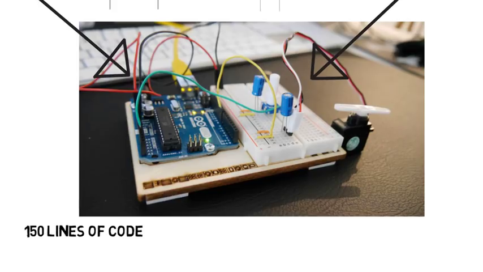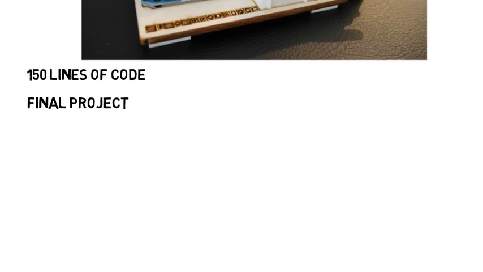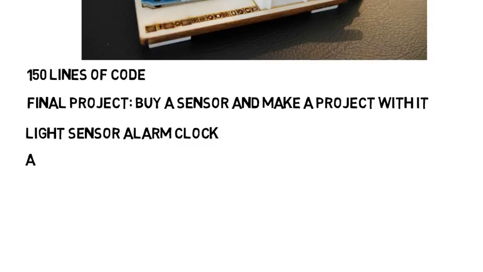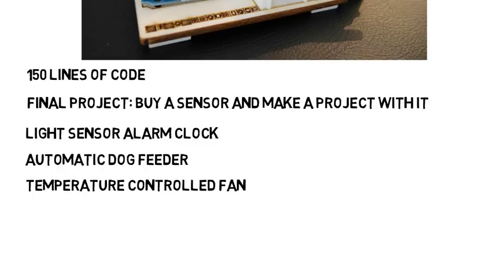Then our final project was to buy a sensor and make a project with it. It was up to you. For my project, we got a light sensor and made a light sensor alarm clock that was programmable. So basically, you could set how much light you wanted that would cause the alarm to go off. One group made an automatic dog feeder that would release food from a device based on the weight of food remaining in the bowl. And one group made a temperature-controlled fan where they used a temperature sensor that would turn a fan on or off based on the temperature outside.